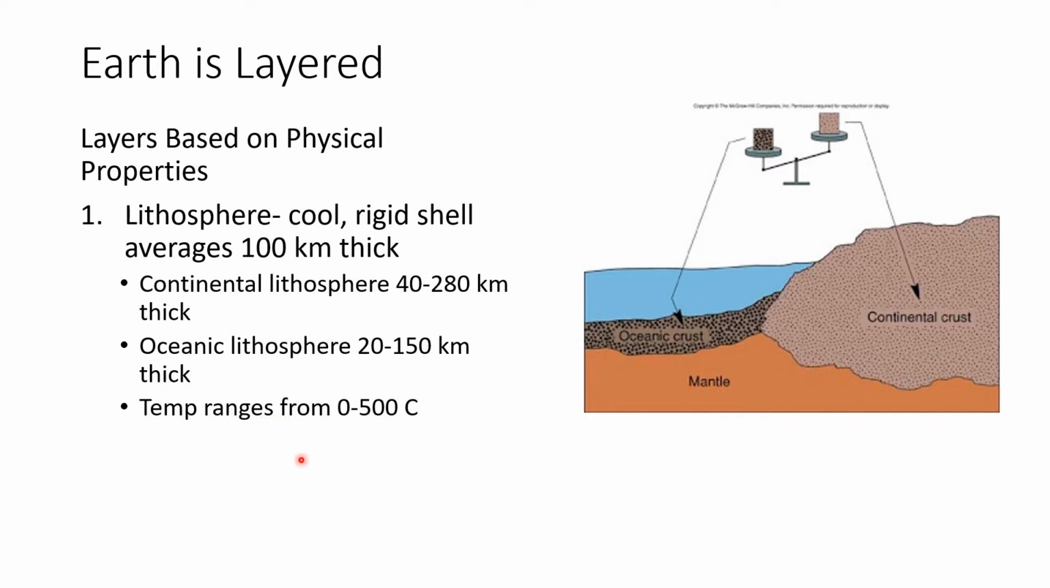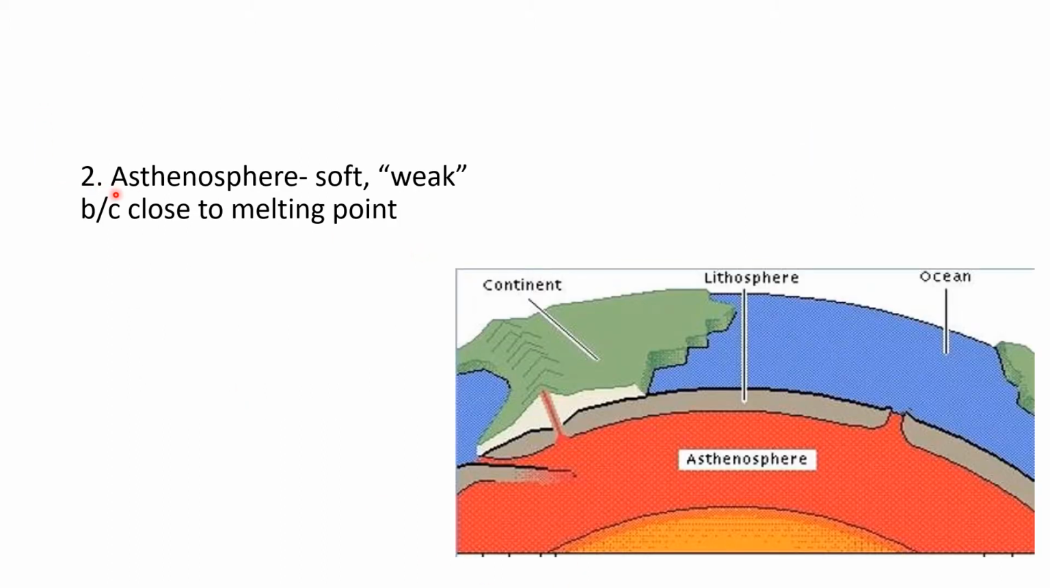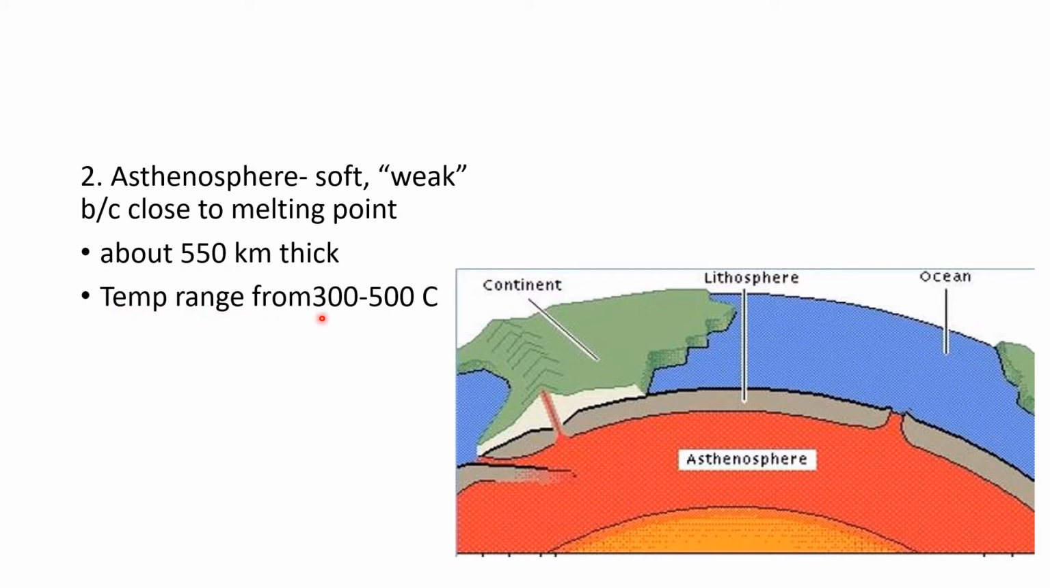The temperature of the lithosphere ranges from 5 to about 500 degrees Celsius. Of course, it's cooler on the outside towards the surface than it is as you go deeper through the crust. So the second layer based on physical properties is called the asthenosphere. This is a soft, weak layer that is just underneath the lithosphere. We call it weak because the rock there is close to its melting point but not completely melted, so it has kind of a gooey texture. This asthenosphere averages about 550 kilometers in thickness, and the temperature ranges from 300 to 500 degrees Celsius.